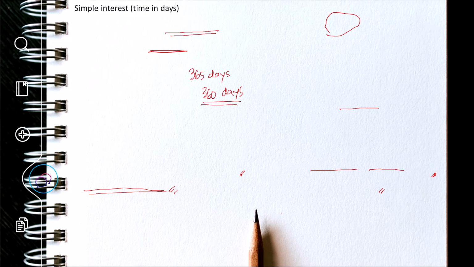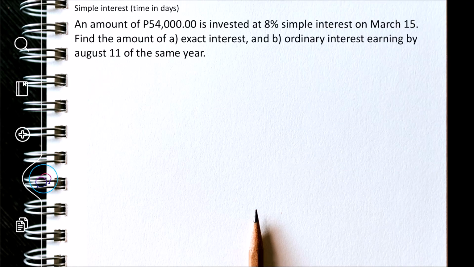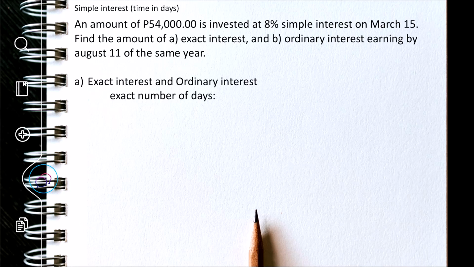Next, burahin natin muna yung mga sulat. Okay, ganito naman po. Paano pagka ganito naman? An amount of 54,000 is invested at 8% simple interest on March 12. Find the amount of exact and ordinary interest earning by August 11 at the same year. Ayan po. Pagka ganyan, kailangan natin bilangin yung kanyang number of days. Yung exact number of days na meron tayo.